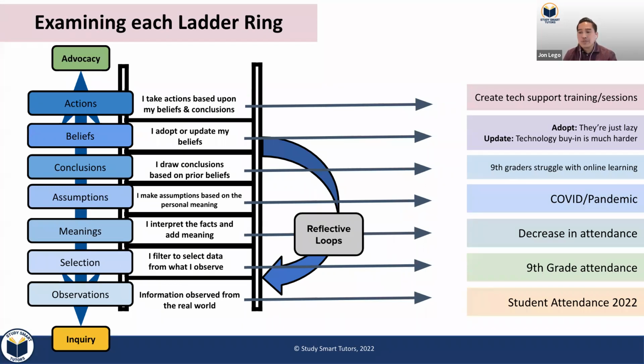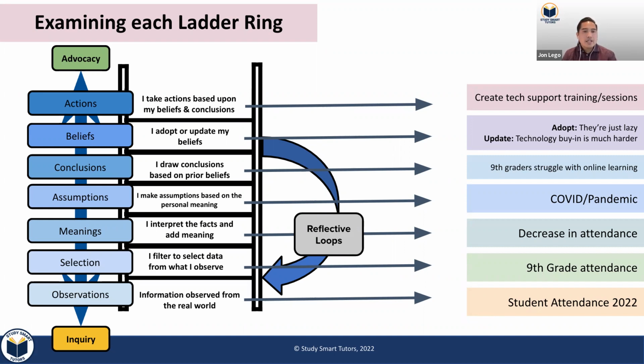So for this observation piece, again, what is that real world observation? In this example, we're looking at attendance for 2022, right? What does attendance look like for 2022? As we move up that rung, we move into the selection piece. So within that observation, I want to specifically select the 9th grade level. So looking at specifically 9th graders, okay? Let's move up a little bit further.